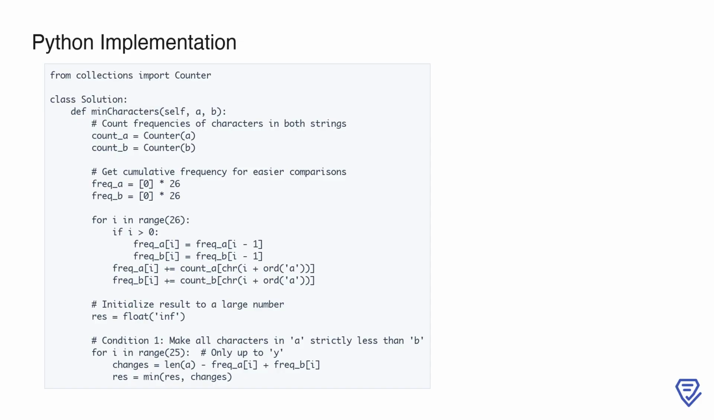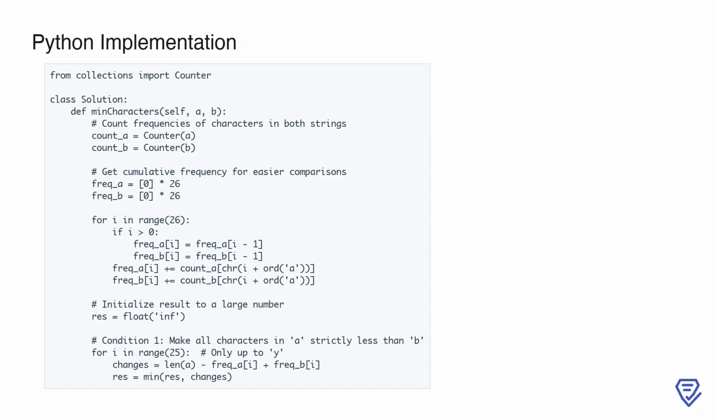We then iterate over all 26 letters, represented by their indices from 0 to 25. For each index, the cumulative frequency of the current character is updated by adding the frequency of the character at the previous index. This ensures that frequency_A[i] and frequency_B[i] represent the total count of characters up to the current letter in their respective strings. Finally, we initialize a variable res to infinity, which will store the minimum number of changes required to satisfy any of the three conditions.